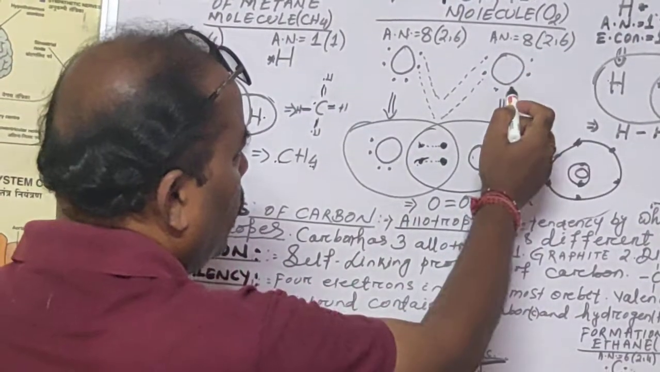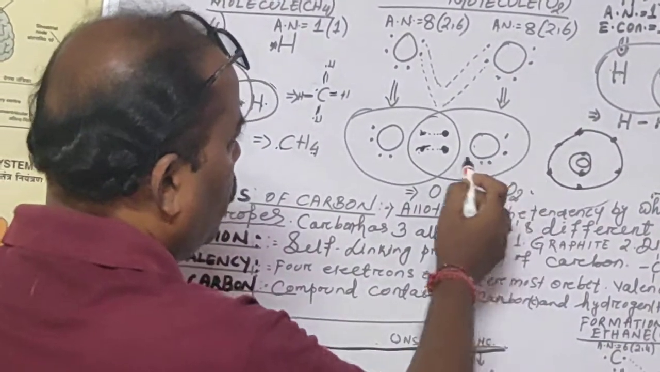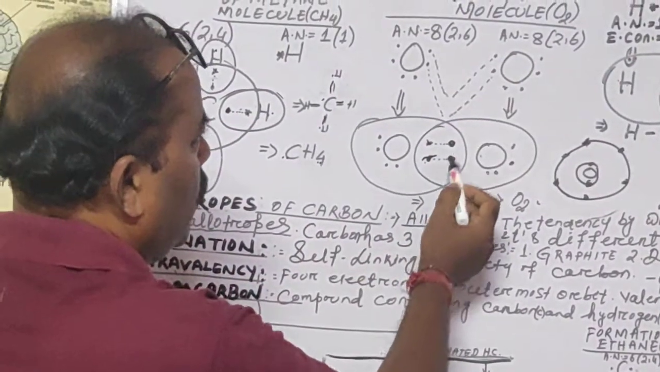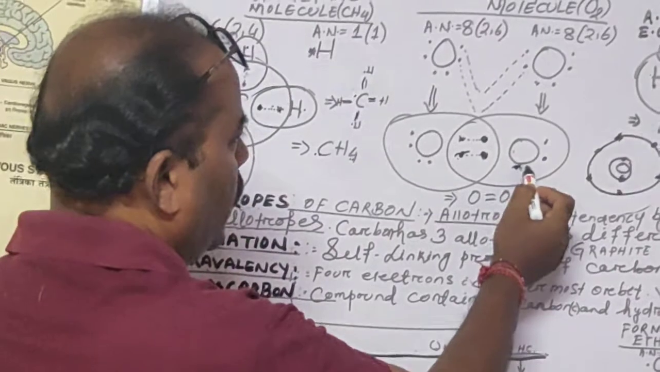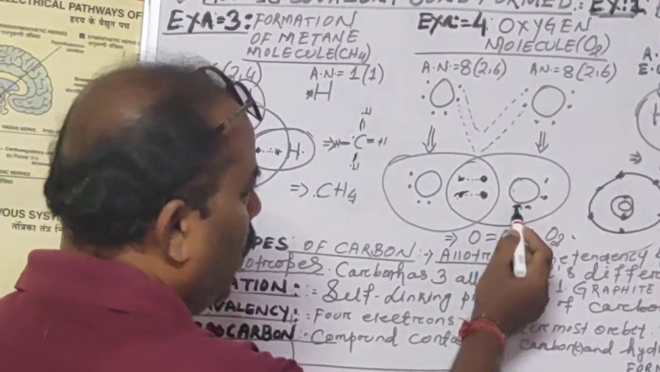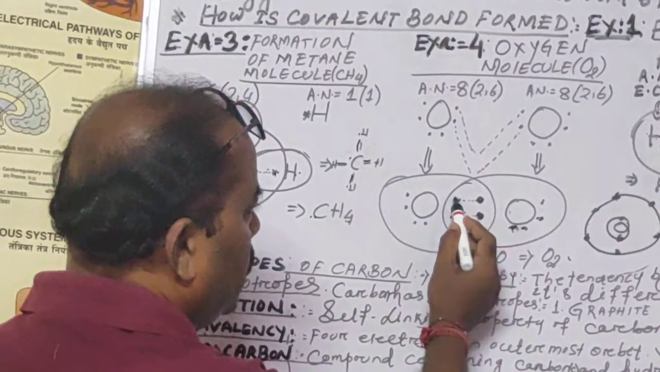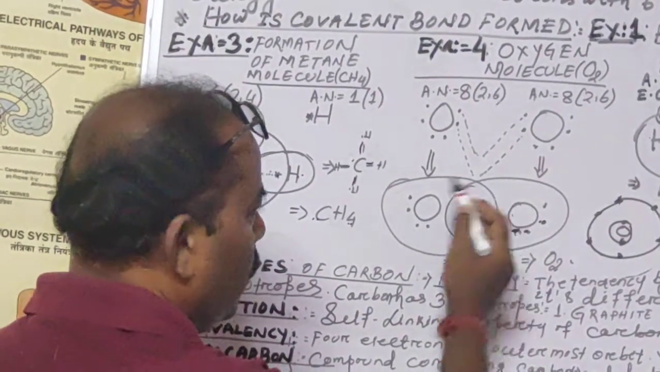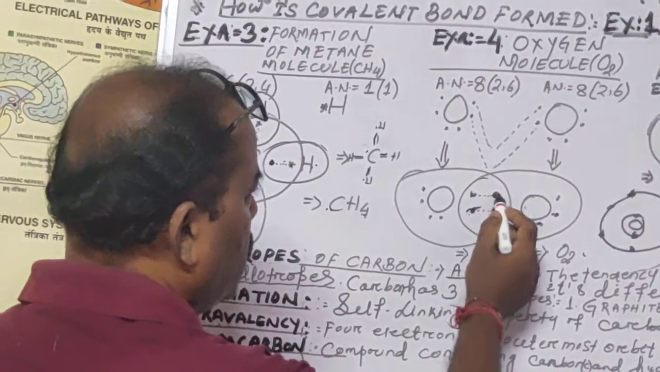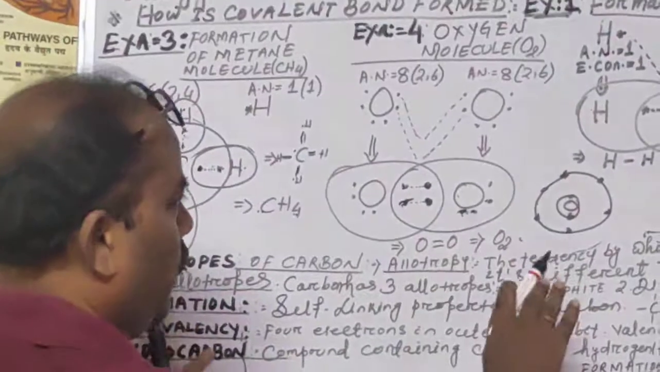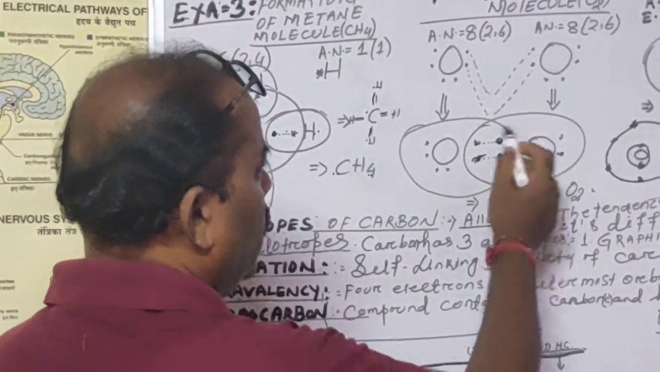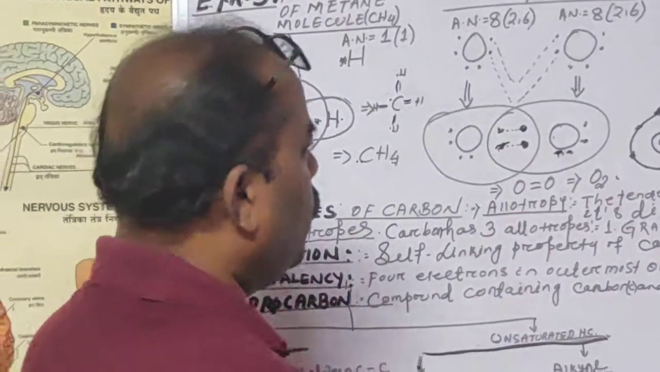Then what is left? 1, 2, 3, 4 are there. So out of 6 they have shared 2, and 4 electrons they are having with them. Now this oxygen will have 8 electrons: 1, 2, 3, 4, 5, 6, 7, 8 with the sharing. Then this oxygen also has 1, 2, 3, 4, 5, 6, 7, 8. The sharing is on both sides. So 4 are left here and 4 are shared, which is 8. So 8 and 8, both are satisfied.